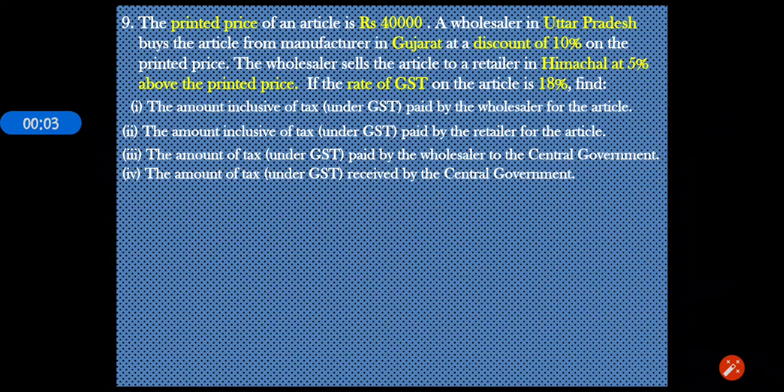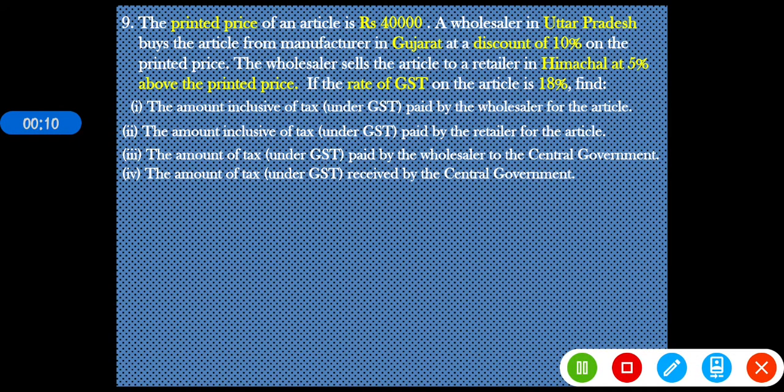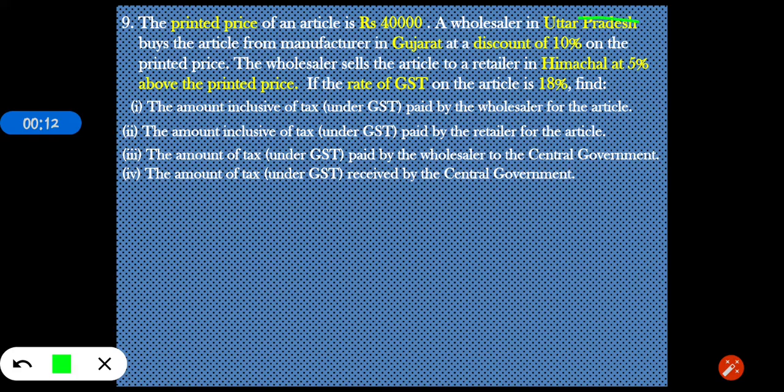Okay, my next question is question number 9. It says that the printed price of an article is rupees 40,000 and a wholesaler in Uttar Pradesh buys an article from a manufacturer in Gujarat, two different states. So that means this is a case of interstate sales. At a discount of 10% on the printed price, the wholesaler sells the article to a retailer in Himachal Pradesh, three states, Uttar Pradesh, Gujarat and Himachal Pradesh, at 5% above the printed price.